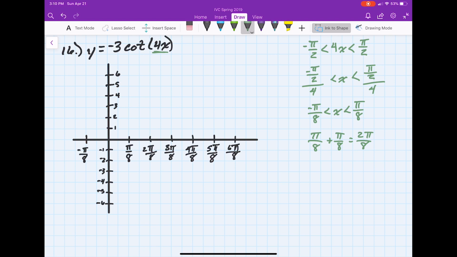Now, since this is cotangent, we're going to put the centers of our function on those periods, because that was what tangent would look like. So I'm going to put one at pi over 8, 3 pi over 8, 5 pi over 8, and then negative pi over 8, just for fun. So our asymptotes are actually shifted over just a little bit.